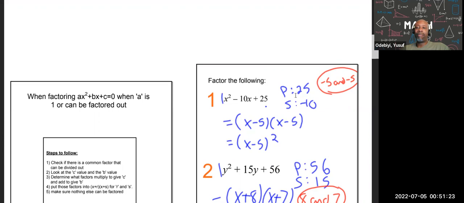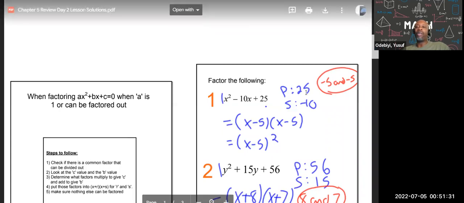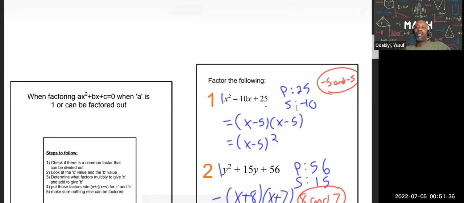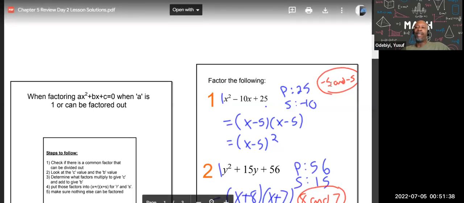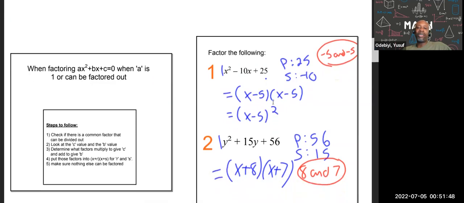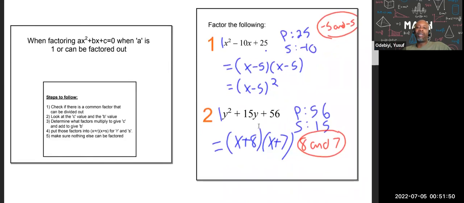And even then, with the sum and product rule, you can look for two numbers that add up to negative 10, and two numbers that multiply together to give you 25. Well, we know it's going to be a negative 5, right? Negative 5 times negative 5 gives you a plus 25, and negative 5 added to negative 5 gives you a minus 10. So this is a perfect square, okay?